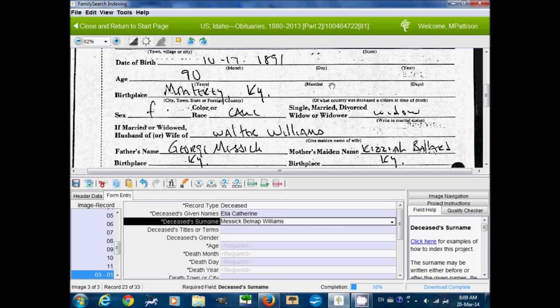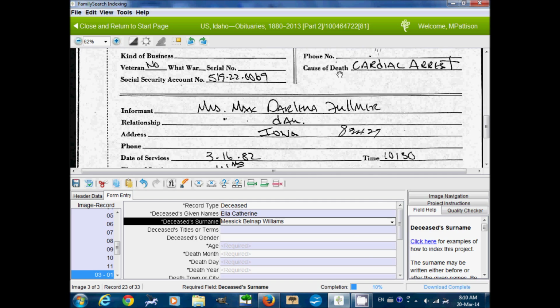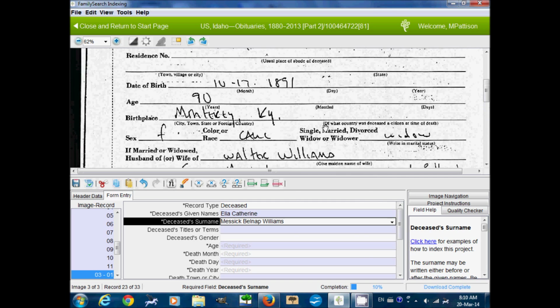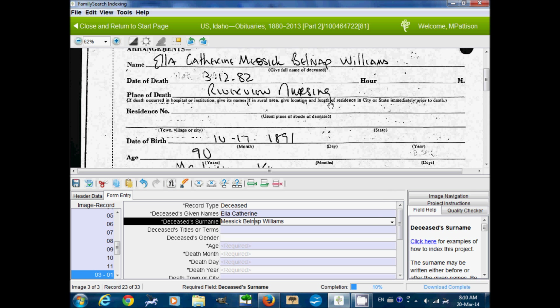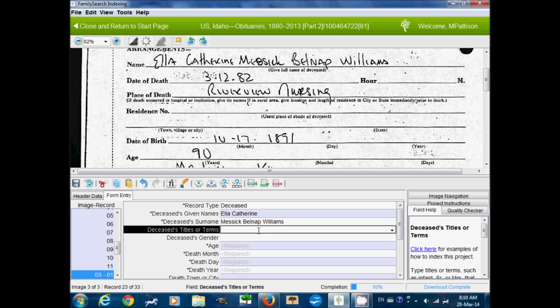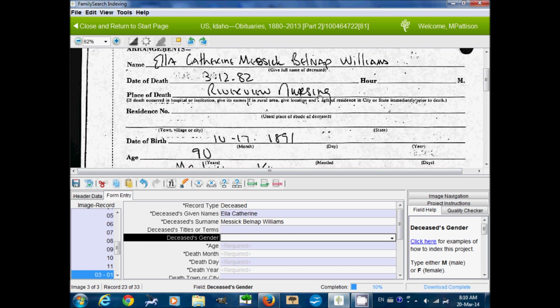Belnap, we don't have any further information about where she got that Belnap from. We assume it was one of her husbands. But since it comes after Belnap in her name up here, then we know that it was also a surname. Okay, so that's what we do with that. Titles or terms, it doesn't say Mrs. or anything like that on here anywhere.